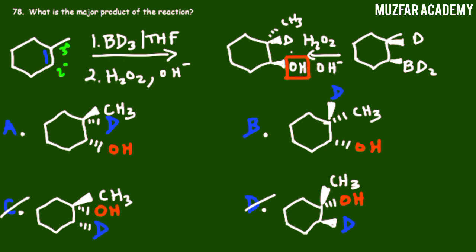Now, looking at deuterium and the OH group, they have to be on the same side because this is syn addition. Here, we see them on the same side. Here, they're on opposite sides, anti. So we can eliminate answer choice B. Therefore, answer choice A is the correct answer. We need to make sure that deuterium and hydroxide are on the same side, and the hydroxyl group is going to be anti with respect to the methyl group, but syn with respect to deuterium.